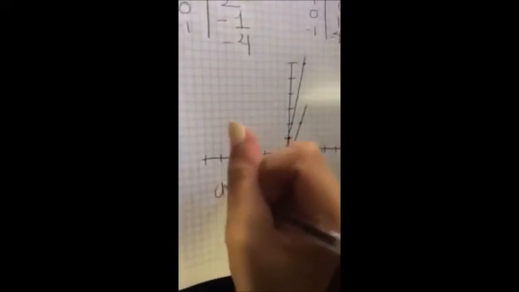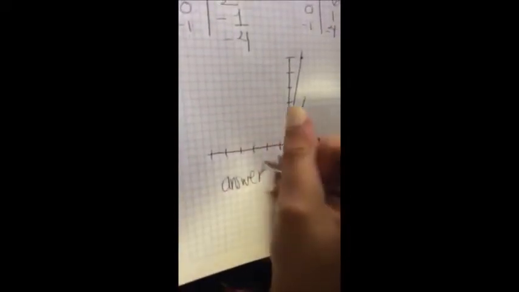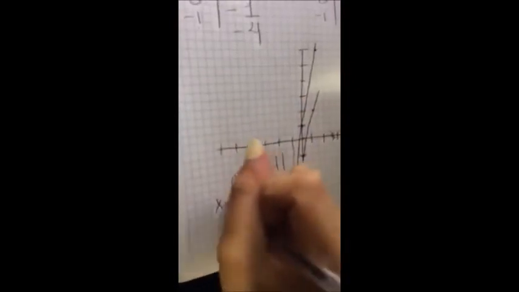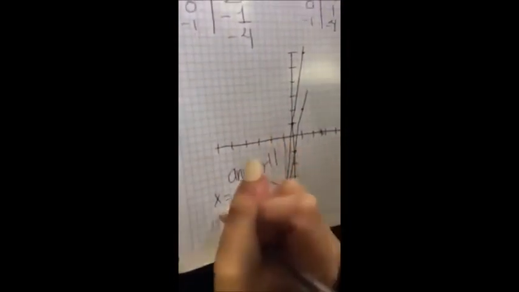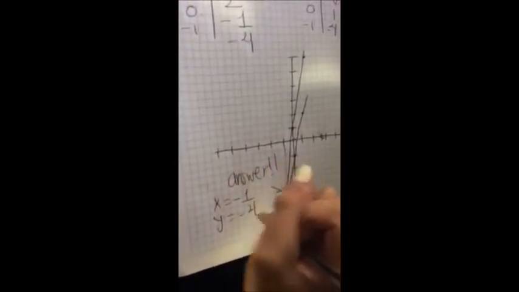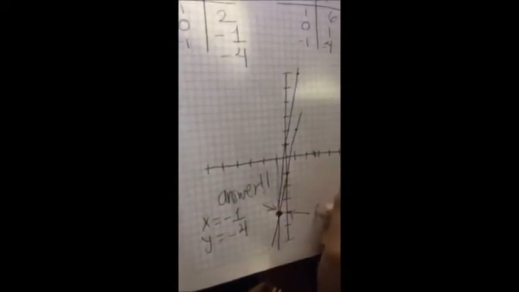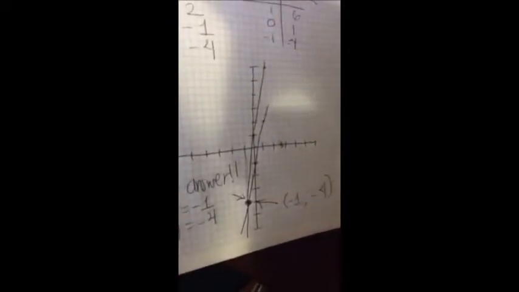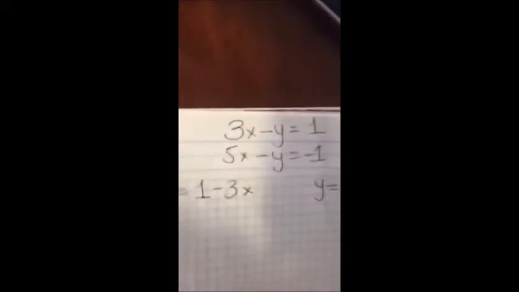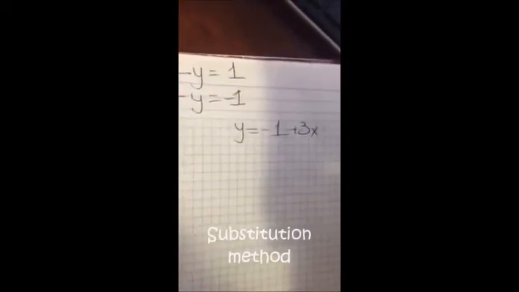As you can see, the lines meet at this point, and this will be our answer. Making x equals minus 1 and y equals minus 4, because the intersection point is minus 1, comma, minus 4. Now we will use the same equation but with the substitution method.